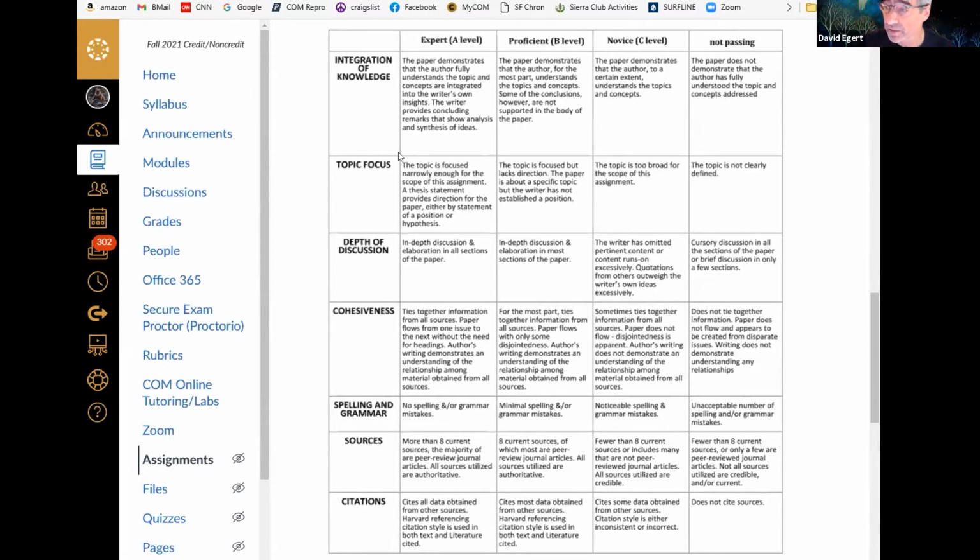Integration of knowledge. The paper demonstrates the author, that's you, fully understands the topic, and the concepts are integrated into the writer's own insights. The writer provides concluding remarks that show analysis and synthesis of ideas. So you are going out there and finding what's out there, but then you're also putting it all together to tell the story.